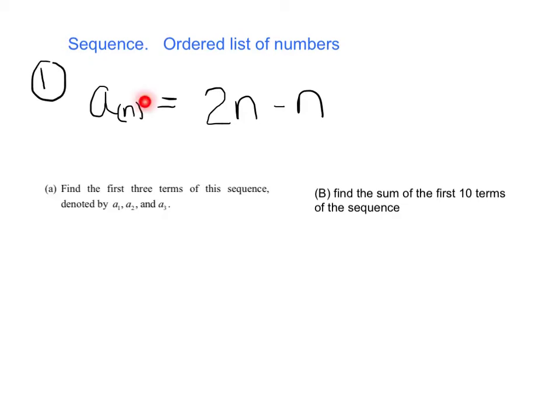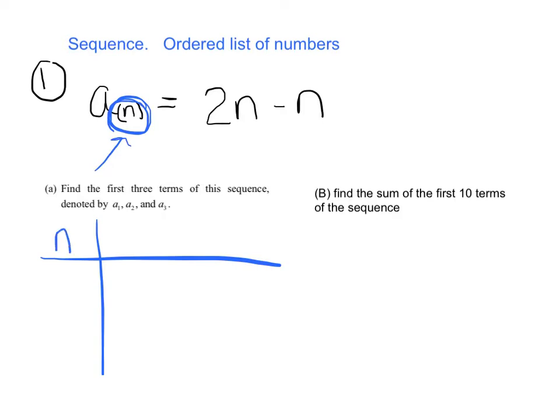And remember, when you see this lower variable, it's called sub. a sub n equals 2n minus n. And question A says, find the first three terms of the sequence and denote by a1, a2, a3. So all you're going to do is make yourself a table, and it's very simple. Whatever's in my sub is the variable I'm going to use here. So this is n.